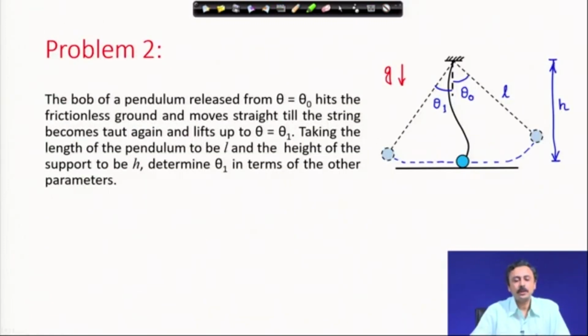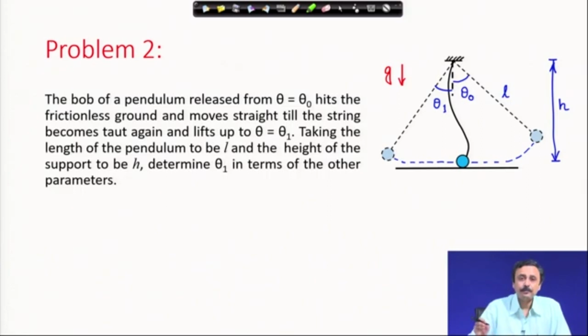Let us go over to the next problem. The bob of a pendulum is released from theta equal to theta naught. The bob of a pendulum released from theta equal to theta naught, you can see in the figure, hits the frictionless ground and moves straight till the string becomes taut again and lifts up to theta equal to theta 1.